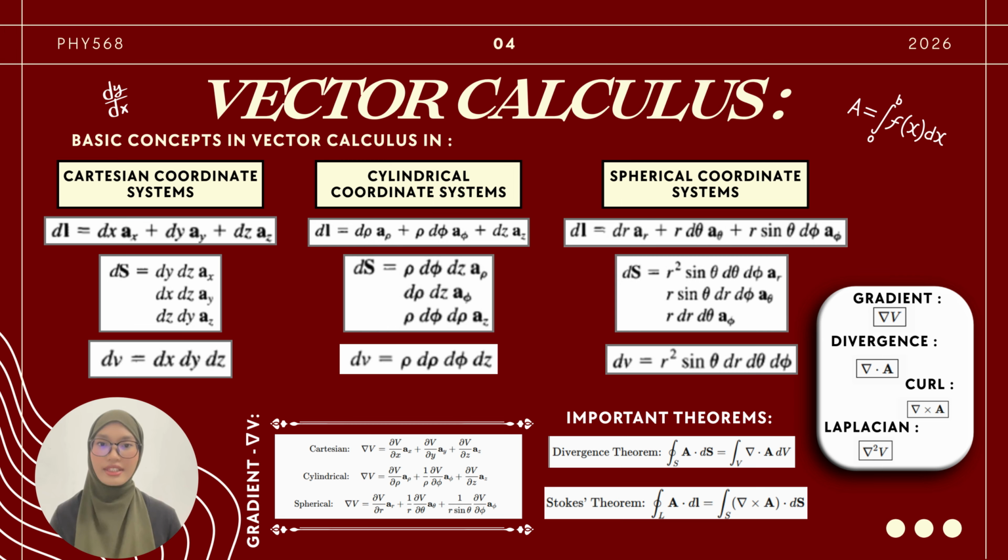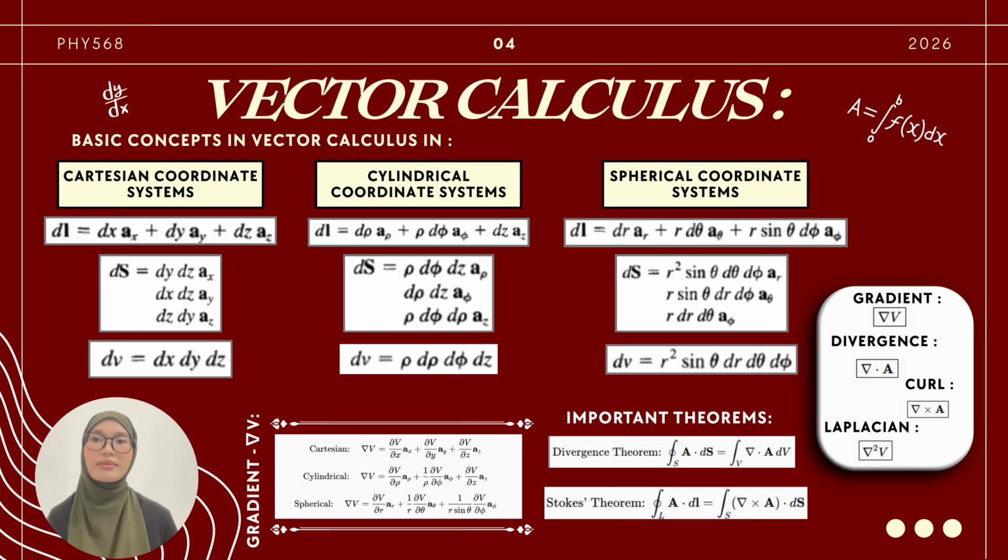After representing vectors, we now need mathematical tools to analyze how vector fields behave. This is the purpose of vector calculus. The gradient describes the direction in which a scalar quantity increases most rapidly. In electromagnetics, it is closely related to electric potential. The divergence tells us whether a vector field is spreading outward or converging inward at a particular point. The curl measures the rotational behavior of vector fields. Another important operator is the Laplacian, which appears in many electromagnetic equations involving electric potential.